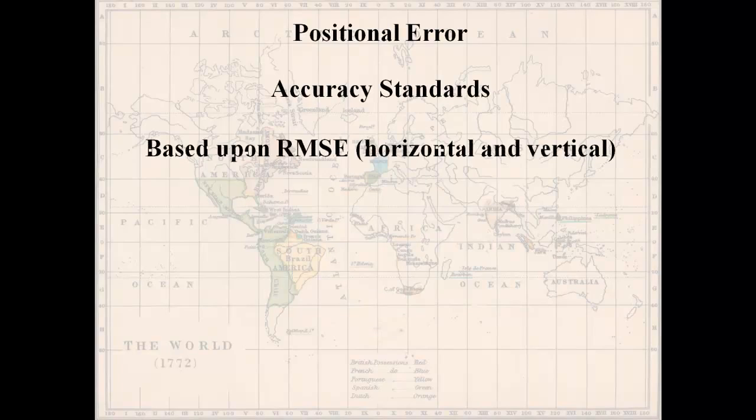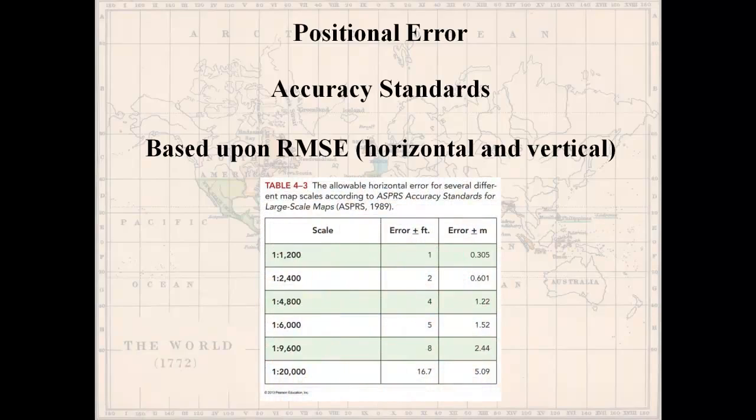So what are these accuracy standards? They're based on that root mean square error, both horizontally and vertically for position. If we look at this table of the remote sensing ASPRS standards, we see that there's a variety of scales here. These are all what would be considered large scale maps. So they're going to have smaller areas that they cover, and so they have smaller positional error. So you can see the lower the area that you cover, the larger the map scale, the smaller the error.